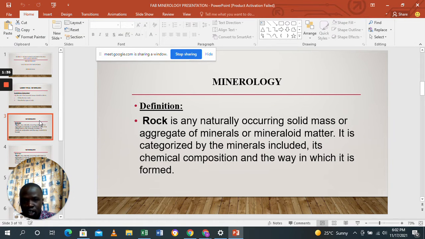In definition, we are going to define the term rocks. Rock is any naturally occurring solid mass or aggregate of minerals or matter. It is categorized by the minerals, including its chemical composition, and the way it is formed on the Earth's surface. Any solid material which we find on any planet or at the Earth's surface forms part of the rocks. So that is our definition of rocks.